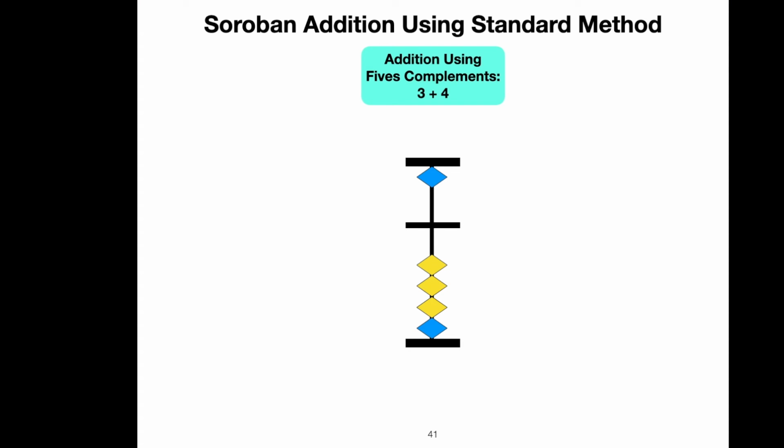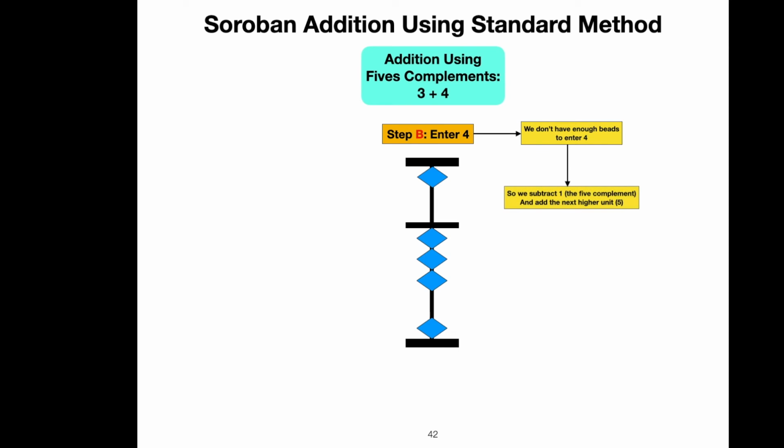Okay, so here is our sample abacus rod. We have 3 beads we're going to enter. So step A, we enter 3 beads, and now we're going to try entering 4. And you'll notice we don't have 4 1 beads left on this rod to enter. So since we don't have enough beads to enter 4, instead we're going to subtract the 5's complement of 4 instead of adding 4. So instead of adding 4, we subtract 1, which is the 5 complement, and add a bead on the next higher unit, which is our 5 bead above it.